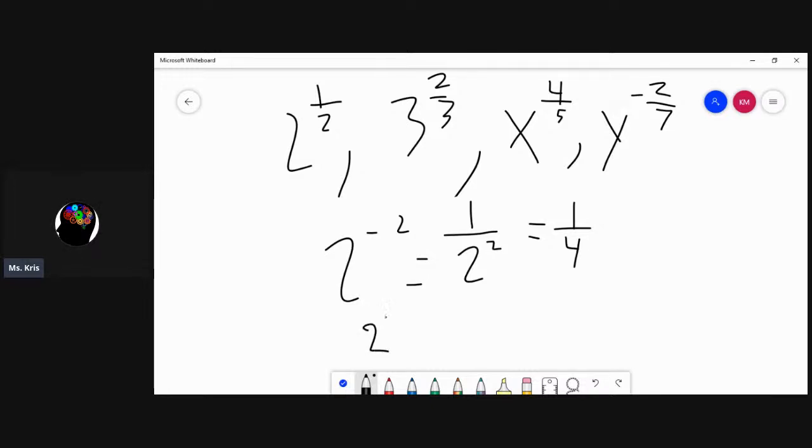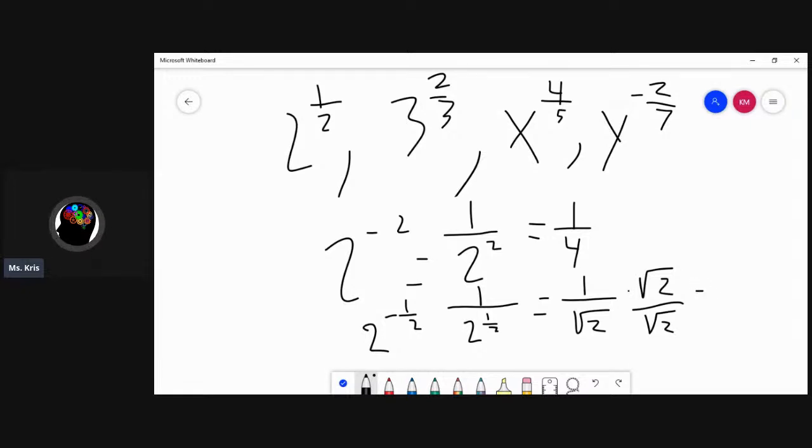If you have 2 to the negative 1/2, that is 1 over 2 to the 1/2, which of course is 1 over the square root of 2 multiplied by the square root of 2 because the square root of 2 cannot be in the denominator. And that leaves me with the square root of 2 over 2. So what you do with the number, the same rule applies when you do it with the letter.